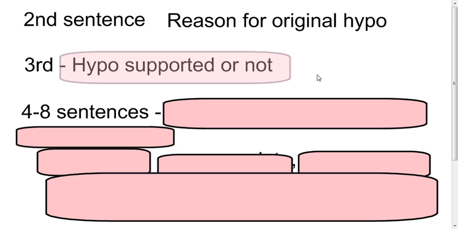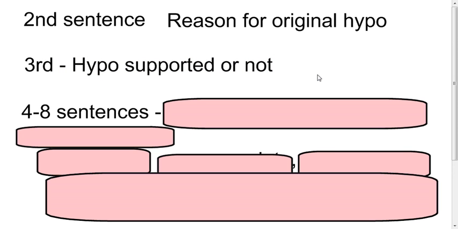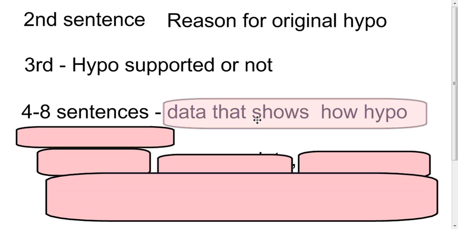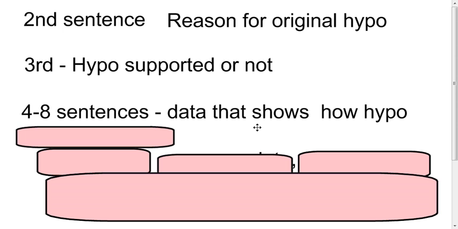The third sentence states whether or not your hypothesis was supported or not. The 4 through 8, all they do is they use data to basically show how your hypothesis was supported or not.